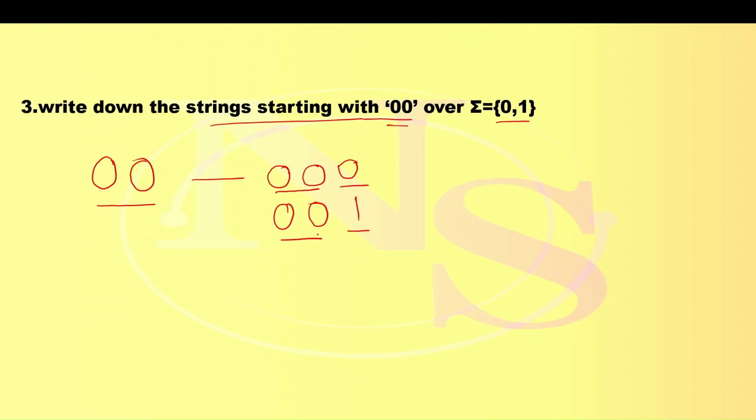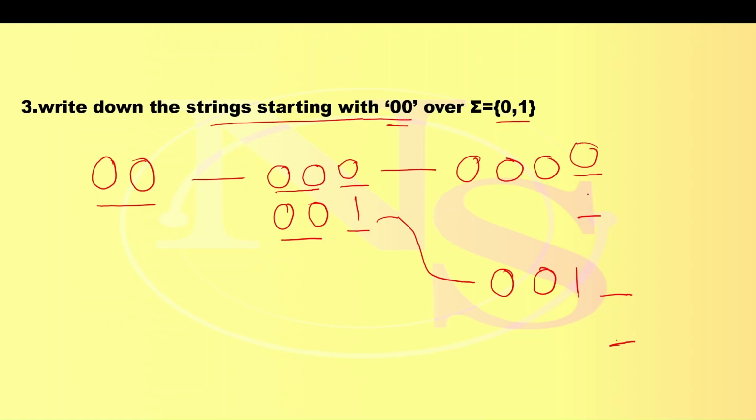Again, if you want a few more strings satisfying the condition, write down the first string as it is, 000. If you want more, write down the second string as it is, 001. Then think what will be the next symbol. Check sigma. Sigma contains 0 and 1. So there are two possibilities. First 0, then 1. Copy this 000 as it is. Here also first 0 then 1. Copy this 001 as it is. Now you got a few more strings satisfying the condition of starting with 00.